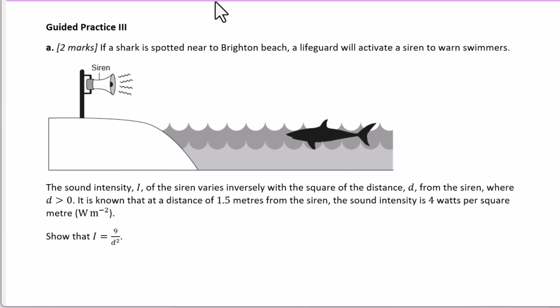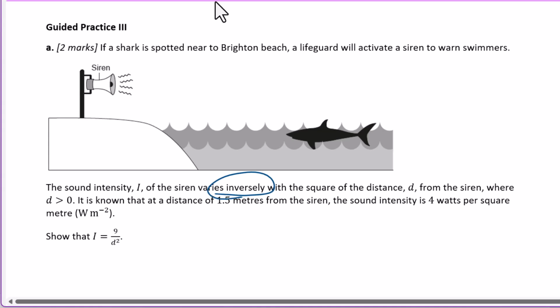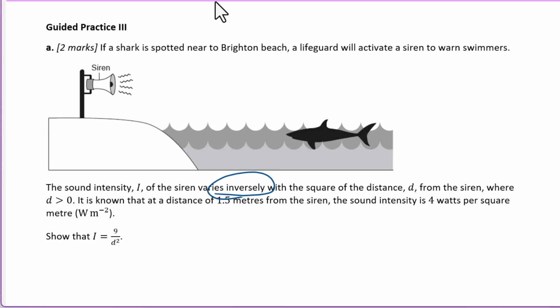I did a practice 3. If a shark is spotted near to Brighton Beach, a lifeguard will activate a siren to warn swimmers. Sound intensity I of the siren varies inversely with the square of the distance d from the siren, where d is positive. It's known that at a distance of 1.5 meters from the siren, the sound intensity is 4 watts per square meter. Show that I equals 9 over d to the second power.